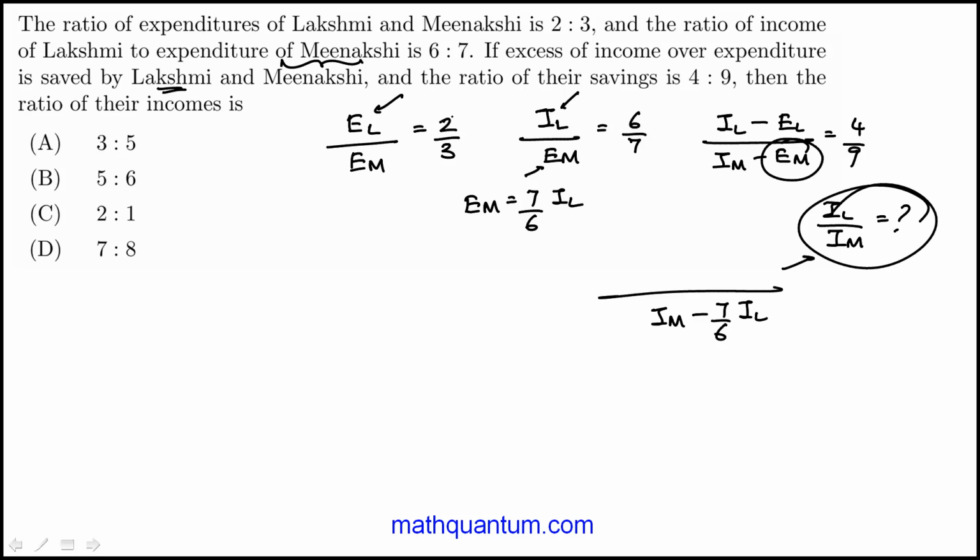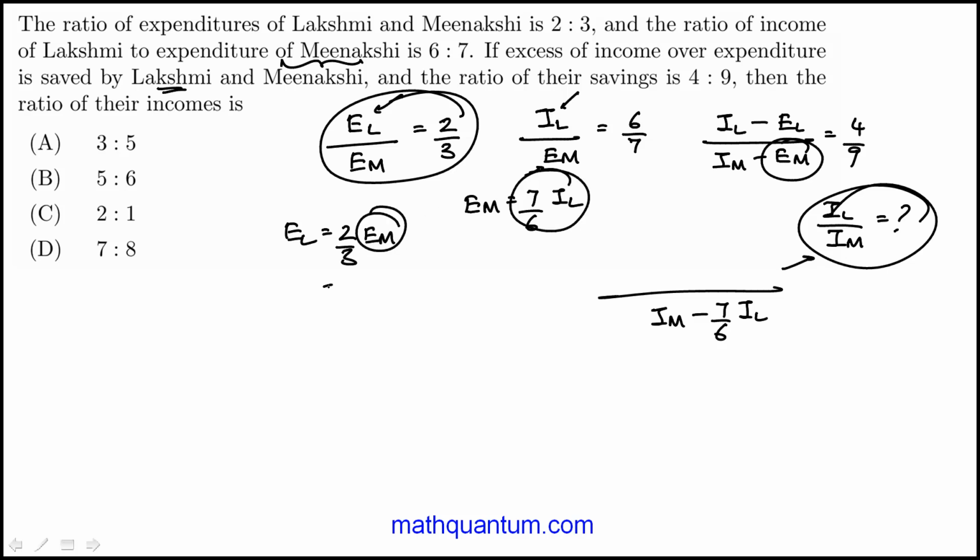And then I have to do the same thing here. So E sub L is 2/3 E sub M. And I can replace that here in terms of I sub L. So trying to get rid of the expense quantities. So 2/3 times 7/6, so 7/9 I sub L. So that means if I replace that here, this is I sub L minus.